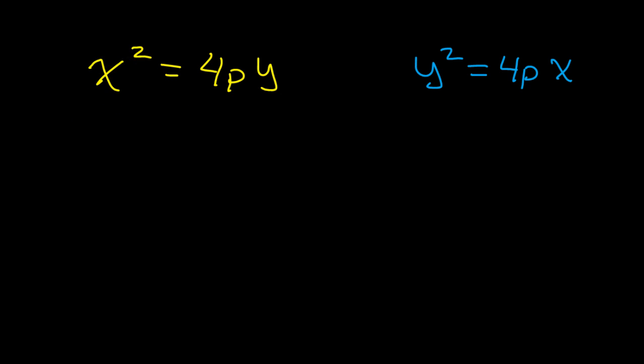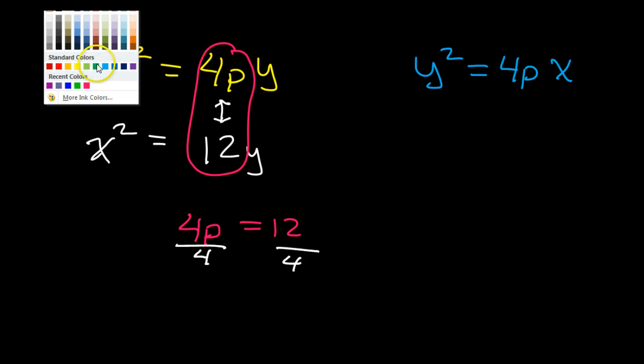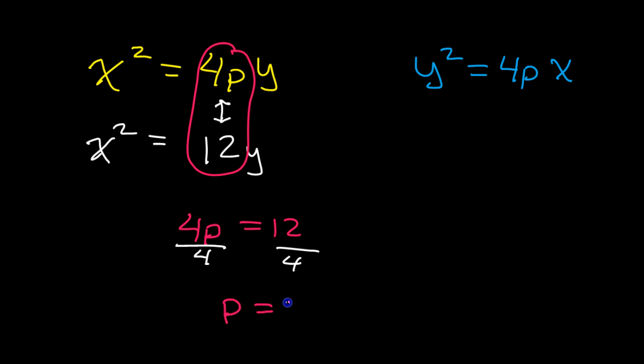So an example of this would be if you had x squared equals 12y. Here the 12 is the 4p. The point of that is we can use this model to help us know what p is. If you look right here, the 4p and the 12 are the same thing. That means 4p must equal 12. So if we divide by 4 on both sides, that tells us that p is 3.